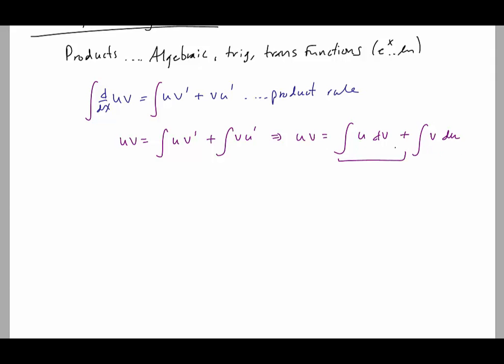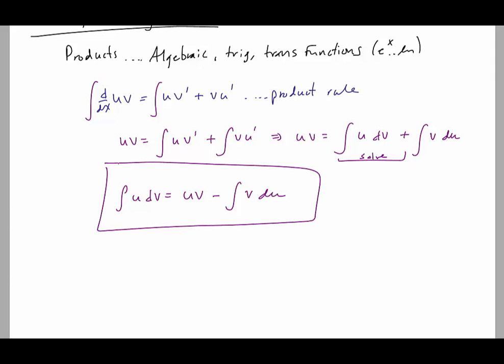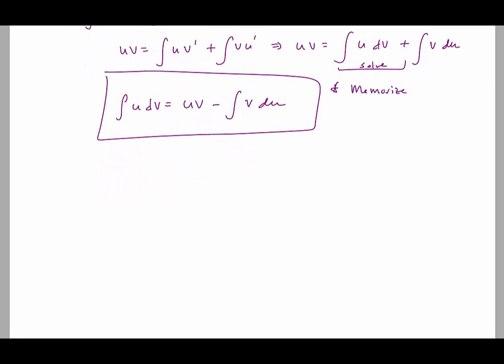I want to solve for this, and so I end up with the integral of u dv is equal to uv, from this side, and I'll subtract this over, minus the integral of v du. This is the formula that we want for integration by parts, and again it's based on the product rule. This is something you'll definitely want to have memorized or on your note card because we're going to be using it so often.